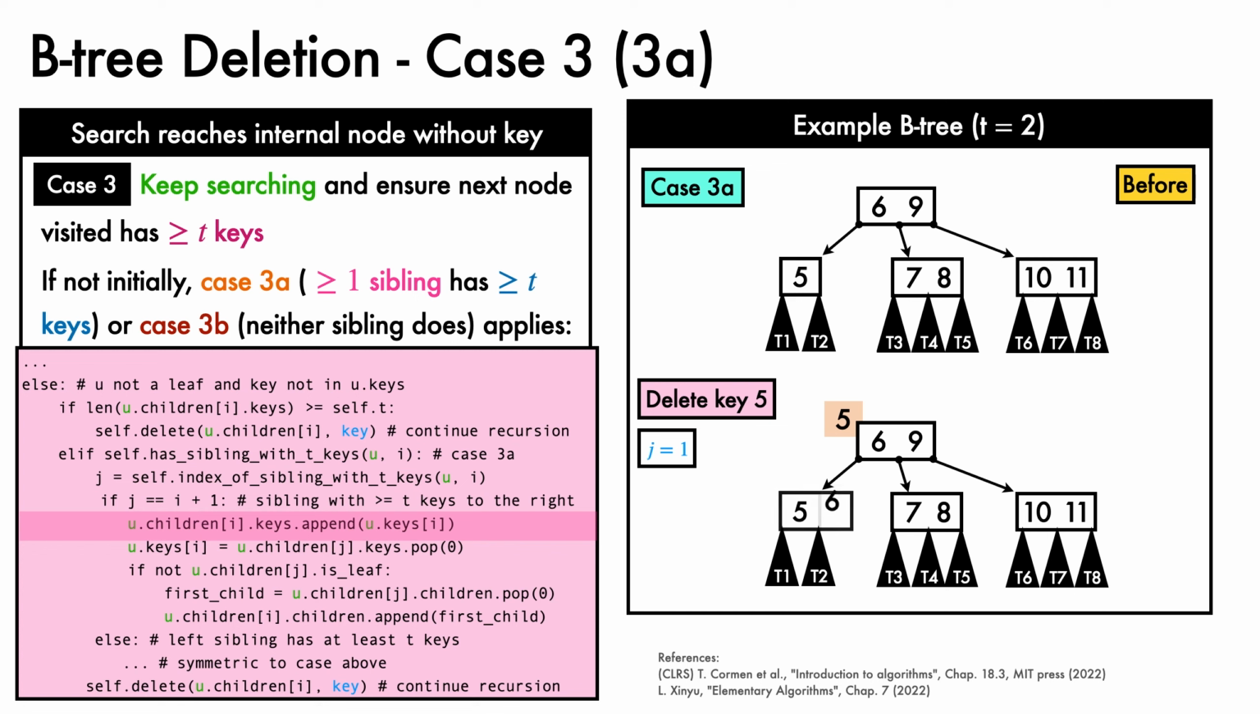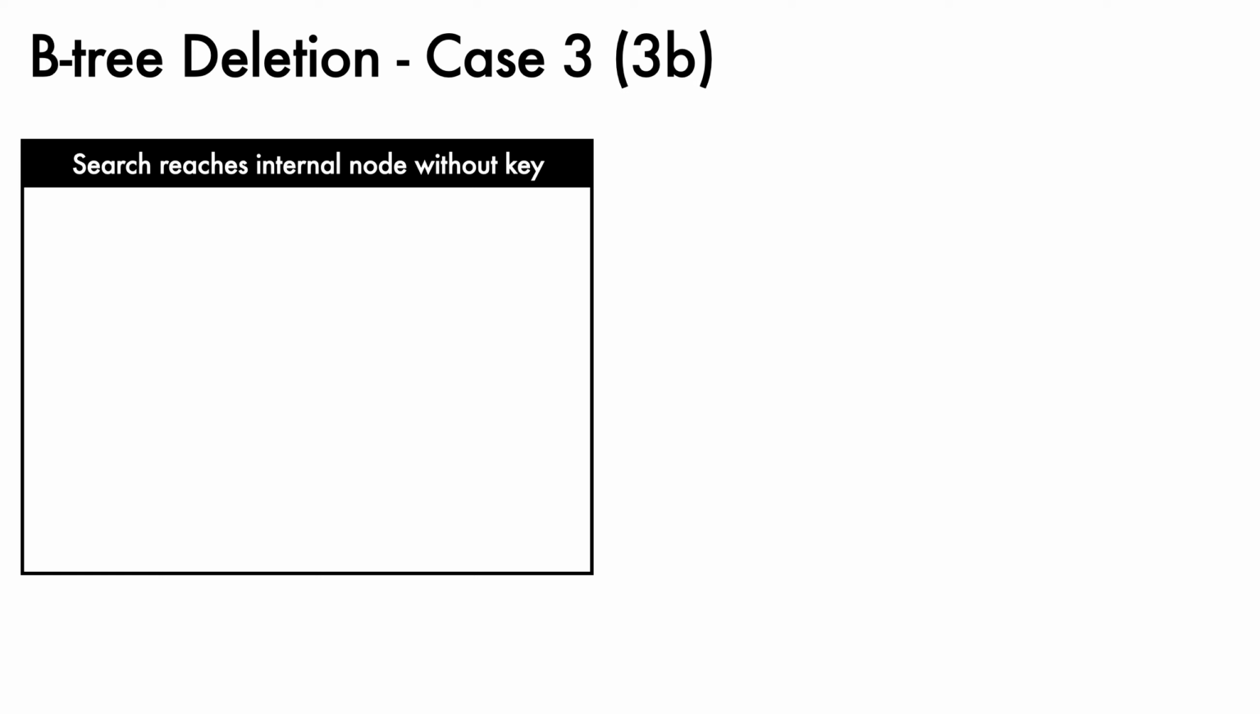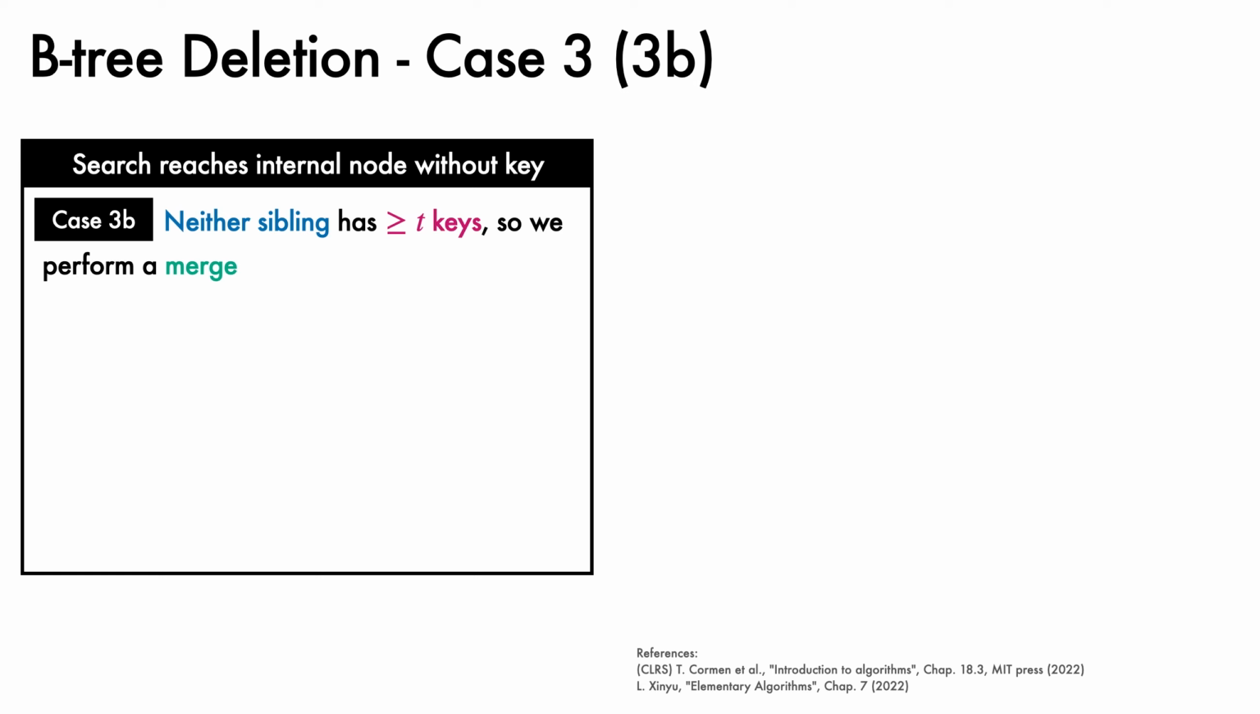Our next step appends u's ith key to those of its ith child. Then, we transfer the 0th key from the right sibling up into u's ith key position. We check if the sibling was a leaf. Since it wasn't, we take its 0th child and add it to the children of the ith child. Now that the ith child has at least t keys, we can call delete recursively on it, and we are done with case 3a. The second subcase to be handled when we reach an internal node without a key is case 3b, where neither sibling of the ith child has t keys, so we perform a merge.